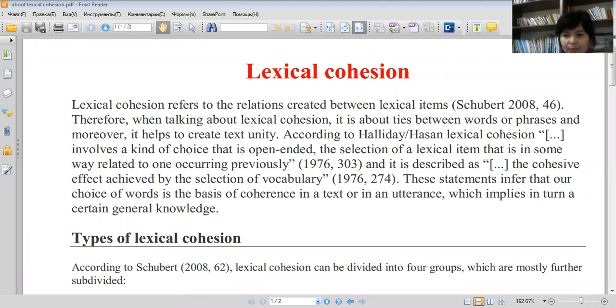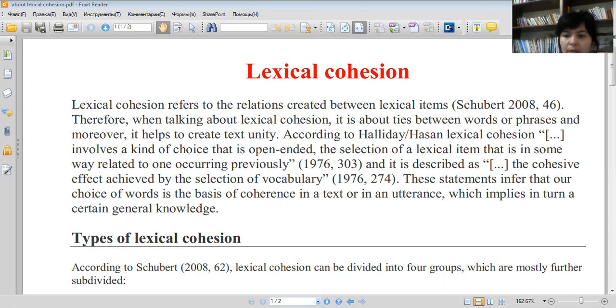Lexical cohesion. Lexical cohesion refers to the relations created between lexical items. So, when talking about lexical cohesion, it is about ties between words and phrases, and moreover, it helps to create text unity. According to Halliday and Hasan, lexical cohesion involves a kind of choice that is open-ended, the selection of a lexical item that is in some way related to one occurring previously, and it is described as the cohesive effect achieved by the selection of vocabulary.